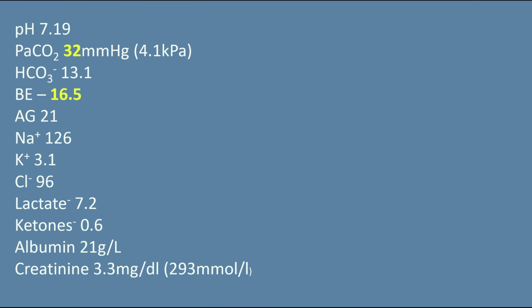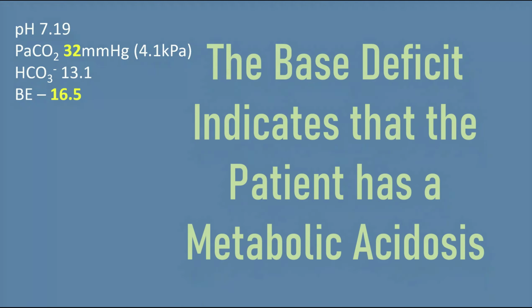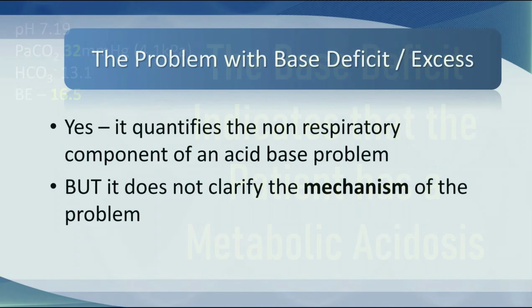So if we look at Larry's picture and we get rid of all this other information, Larry has a base excess of minus 16.5. That indicates that he has a metabolic acidosis. That means it will take 16.5 milliequivalents of strong cation to bring his pH back to 7.4. Now, this is really useful for identifying that there is a metabolic acidosis present, but it doesn't clarify exactly what's causing that acidosis. So there are problems. Yes, the base excess quantifies non-respiratory components of an acid-base problem, but it doesn't clarify the mechanism.